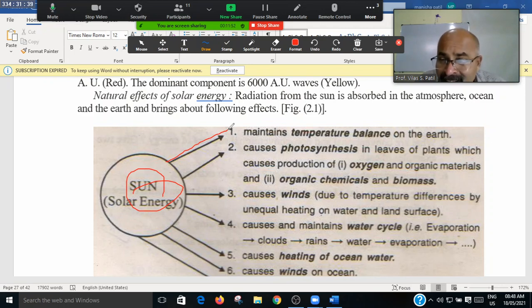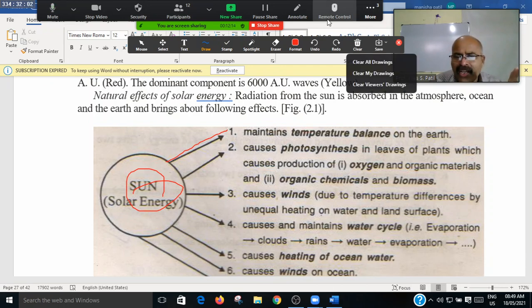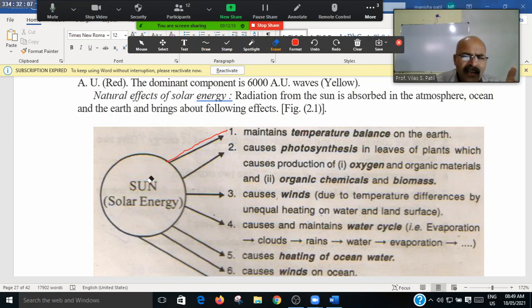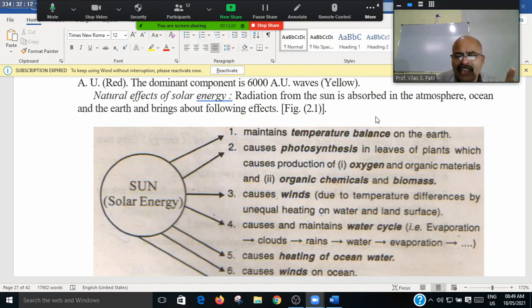That is the clouds, and if the cloud flows to a lower temperature, then again, due to the process of condensation, the raining is started. This is caused by the heating of the ocean water, and the winds on the ocean. These are the processes which can be caused due to the sun's energy, and it will be listed here. Again we are going toward the next point.